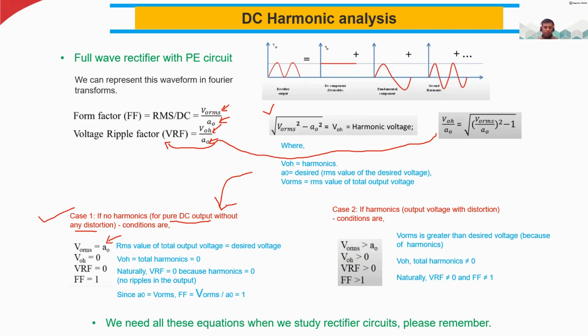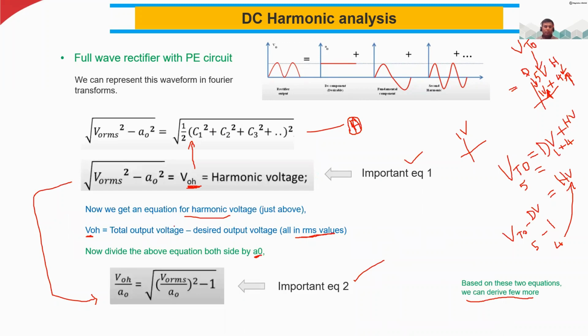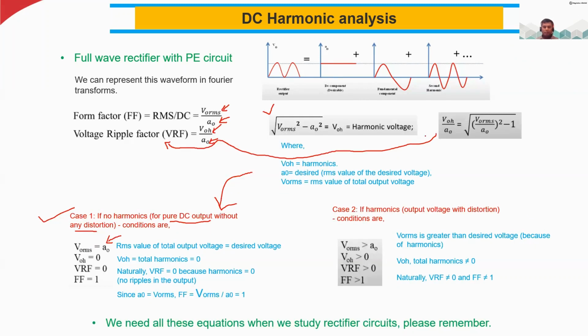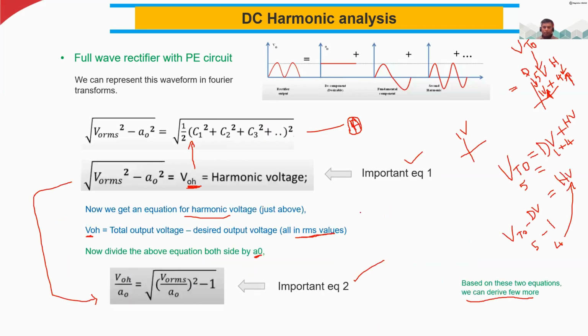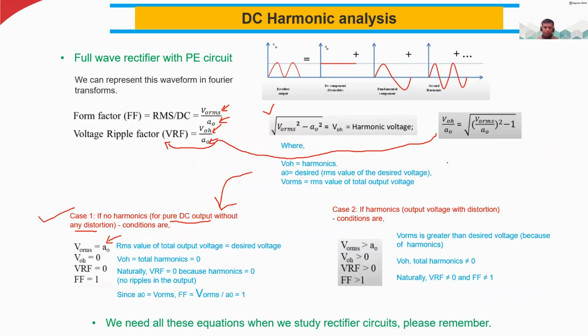We know the equation for the total VORMS. Where is VORMS? Do we have VORMS? After we rearrange here, it's like this. But we know VORMS means what? VORMS means that is the total voltage. That is what I represented with this one, VTO. VORMS is equal to desired voltage plus harmonic voltage. If the harmonic is 0, then VORMS is equal to desired voltage. That is what is given here.